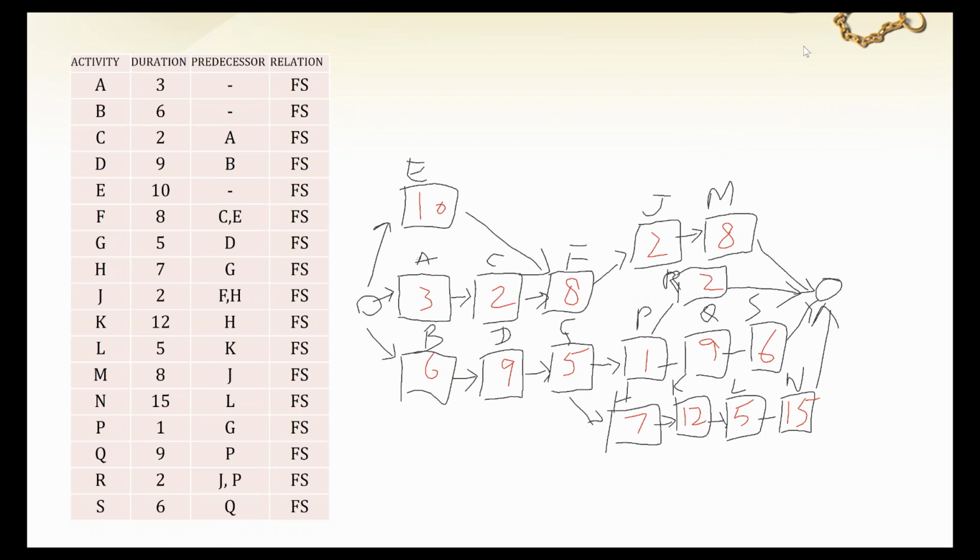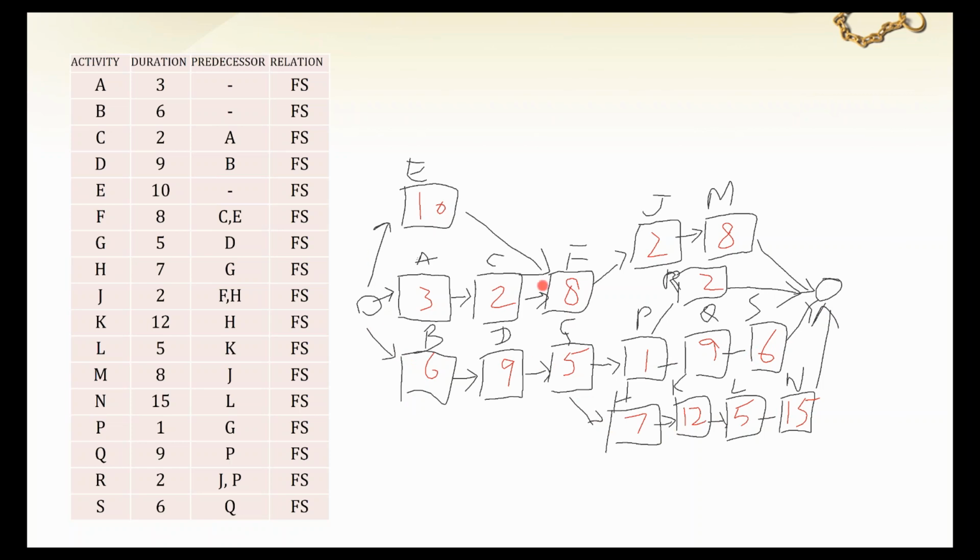Okay, fine. So I was saying, let us find out all the paths. Did you write these paths down? E, F, J, M. This is one from start to finish. A, C, F, J, M. B, D, G, P, R. Then B, D, G, P, Q, S. And then B, D, G, H, K, L, N.